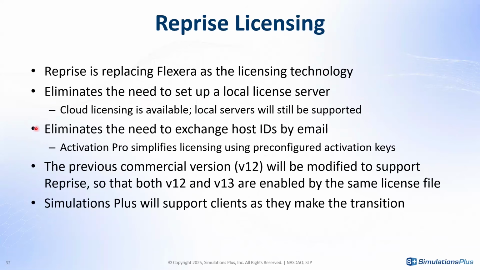And then second, it eliminates the requirement to exchange host IDs by email, which is extremely inconvenient. There's a technology called Activation Pro that will allow us to send a pre-configured activation key, which will then be converted to a license file automatically. The plan is to upgrade the previous predictor version, which is 12, so that it supports Reprise. And that way, both versions 12 and 13 can be enabled by the same license file.